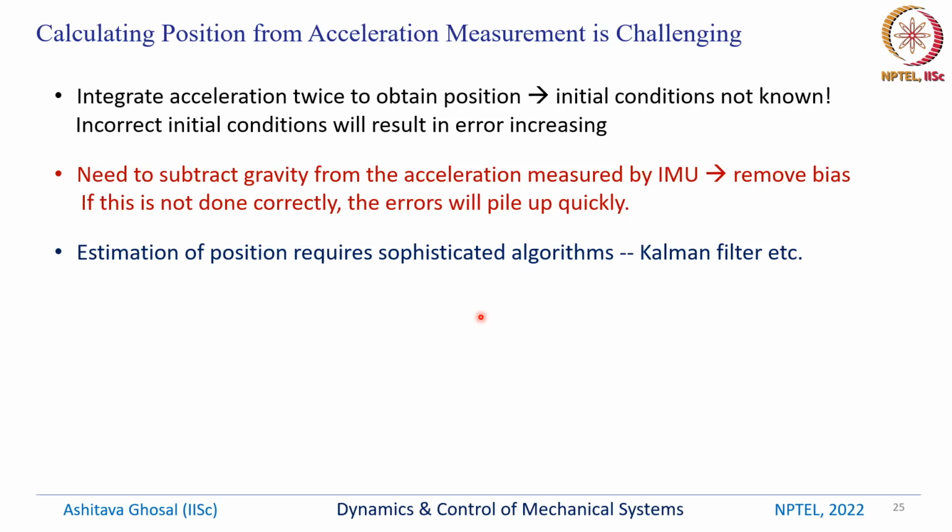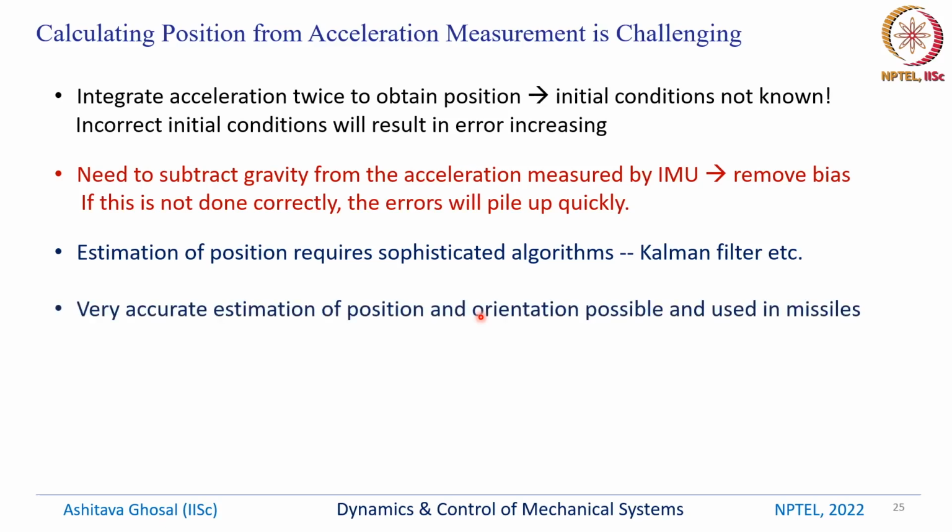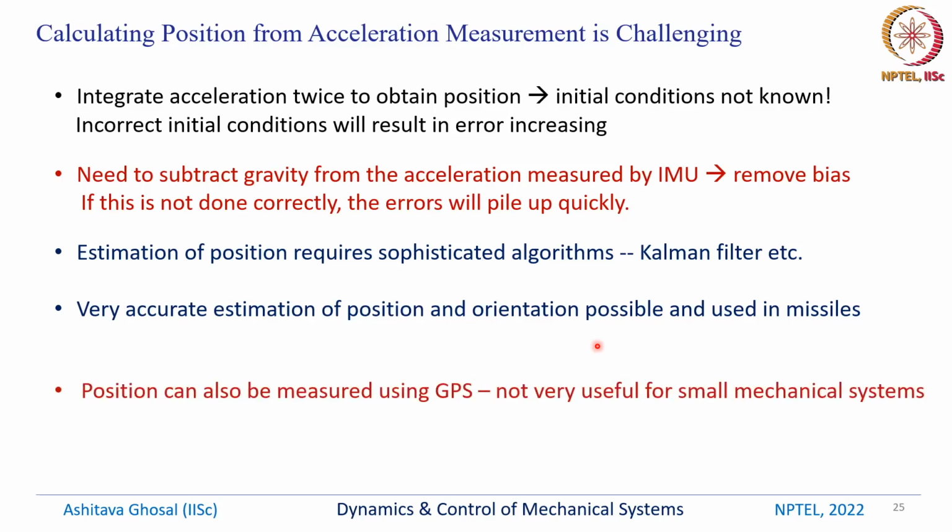It requires sophisticated algorithms. There is a whole field of using algorithms and techniques such as Kalman filters, which can be used to obtain the position from acceleration readings. Okay, it is not impossible. Very, very accurate estimation of position and orientation is possible, and it is used in many missiles and various other devices and systems.